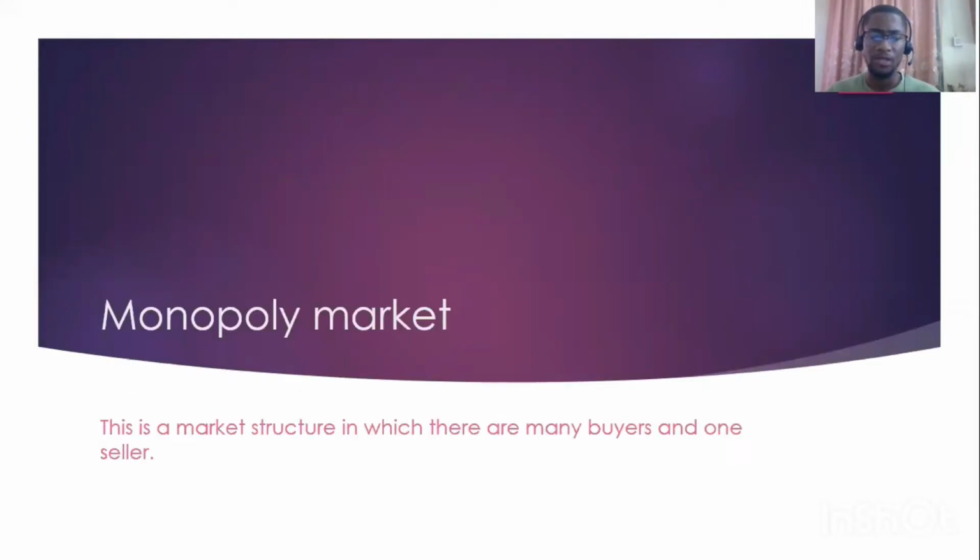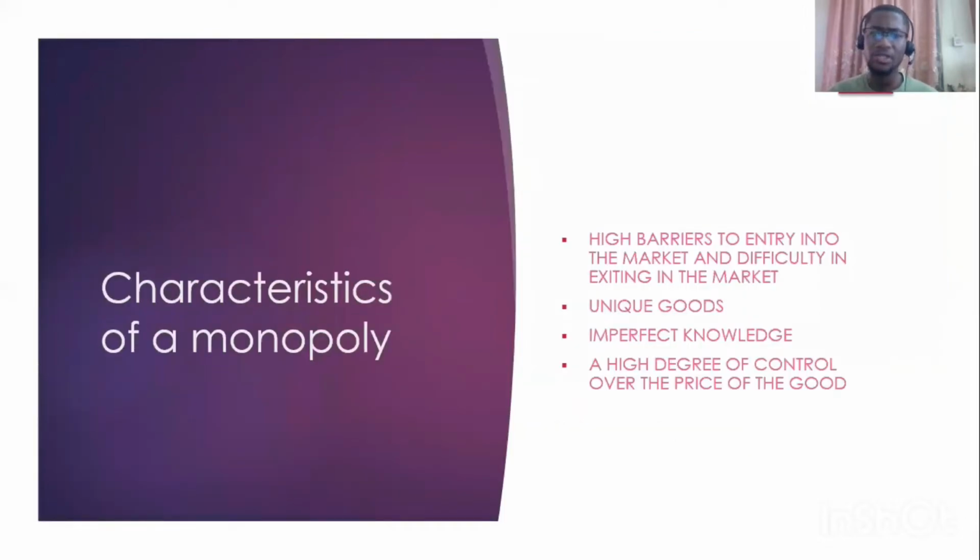Monopoly market. This is a market structure in which there are many buyers and one seller. This differs from a perfectly competitive market, because in a perfectly competitive market there are many buyers and many sellers, but in a monopoly there's only one seller and many buyers. Characteristics of a monopoly: high barriers to entry into the market and difficulty in exiting the market, unique goods, imperfect knowledge, and a high degree of control over the price of the good.